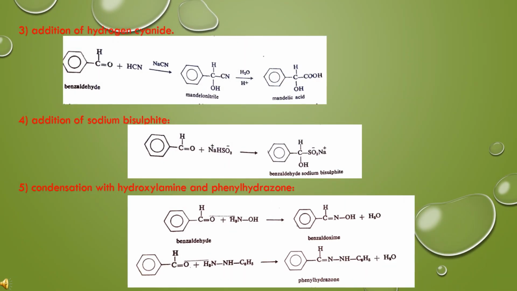In another reaction, hydrogen cyanide is added to benzaldehyde. In the presence of sodium cyanide, we get mandelonitrile. The C double bond O is broken and ionized as C plus and O minus. The HCN acts as H plus and CN minus. The H plus is attached to the O minus and we get OH. The remaining CN minus attaches to the C plus carbon atom. Then we get the CN group. That is mandelonitrile. This further undergoes hydrolysis with HCl. The CN group is hydrolyzed, we get the COOH group. That is mandelic acid.